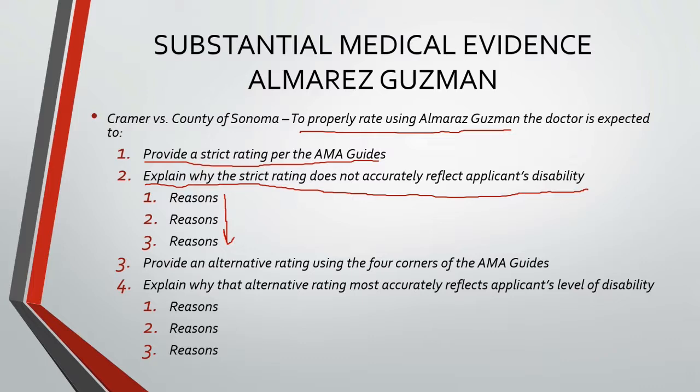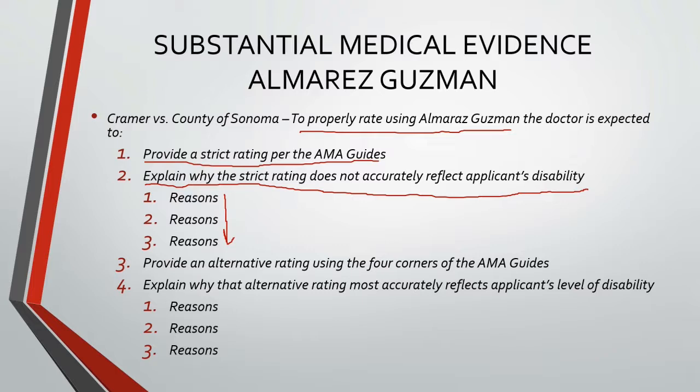Now, this is where the litmus truth test comes into play. This is where your opinion starts passing through those filters that I was talking about earlier in the discussion. If you're not able to come up with voluminous and compelling reasons as to why the strict rating is not accurate, then guess what? The strict rating is accurate. If you don't have reasons as to why it's not accurate, then by default, by prima facie evidence according to the law, the strict rating is the most accurate.